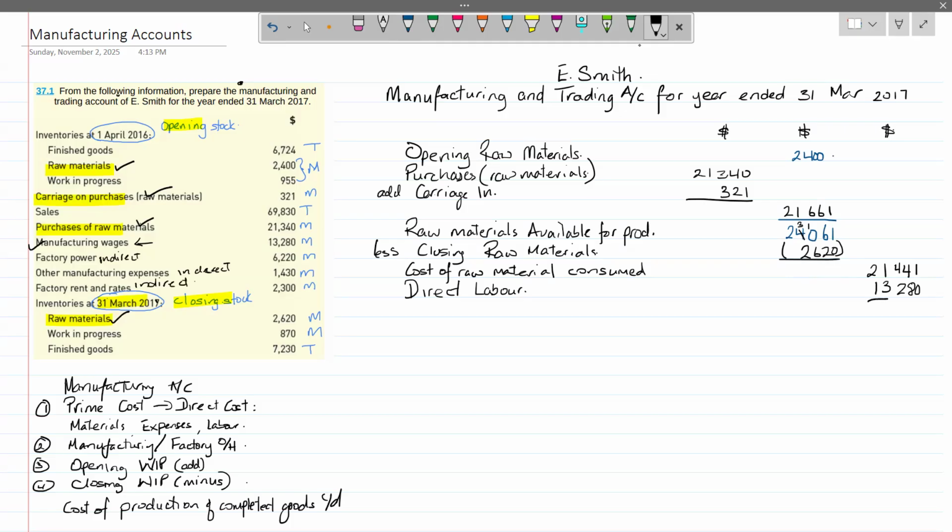So we're going to add these two together. 14 and 8 is 12. 4 and 2 is 6 and 1, 7. 1 and 3 is 4. 2 and 1 is 3. And this is going to be my prime cost. So far we deal with this. We're going to add our manufacturing overheads now.